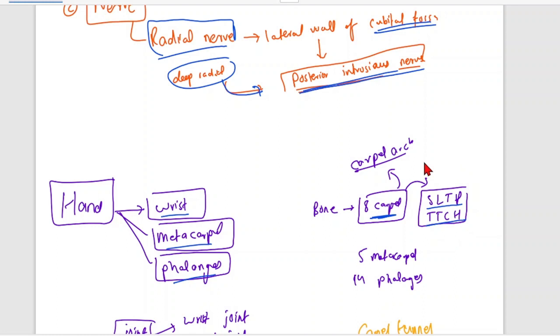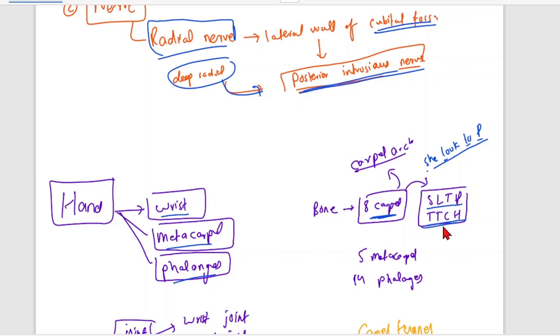So the first row you can remember as "She looks too pretty." SLTP. You have to remember this sentence. S means scaphoid bone, L means lunate, T means triquetrum, and P means pisiform. Okay, scaphoid, lunate, triquetrum, pisiform. These are the 4 bones.